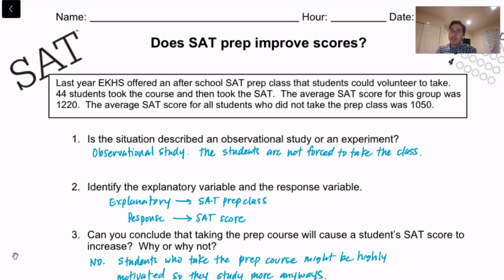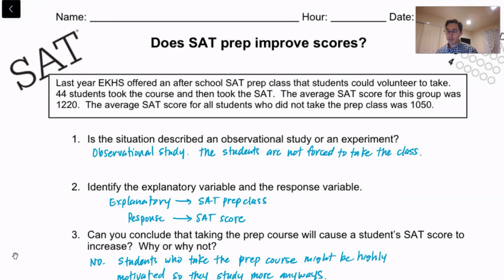All right. So the context that we're dealing with here is a high school, East Kentwood High School. They offered an after-school SAT prep class that students could volunteer to take. 44 students took the course, and then they took the SAT when they were done with the course. And the average SAT score for this group of students was 1220. Now, the average SAT score for all students who didn't take the prep class was 1050. Okay, so already we're kind of seeing some promising results.